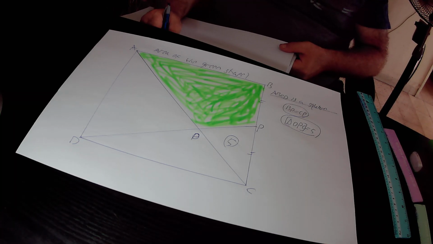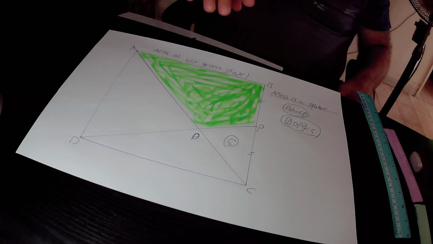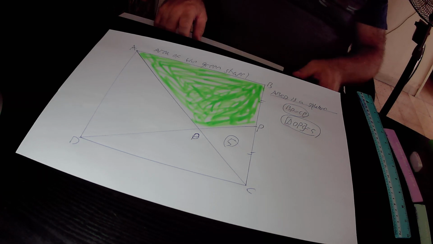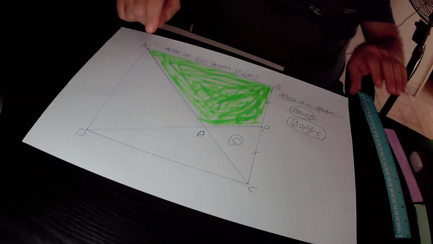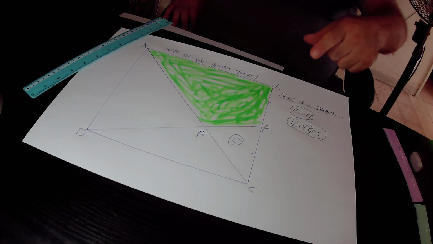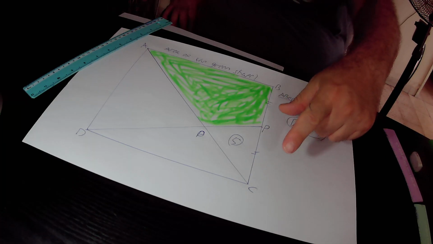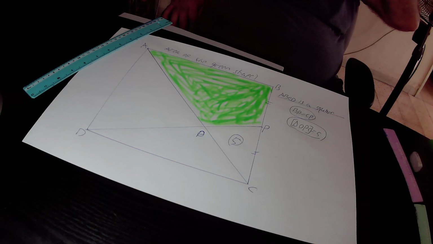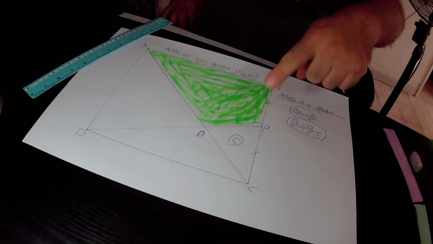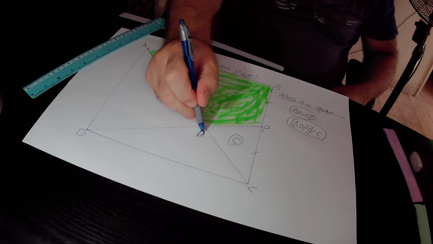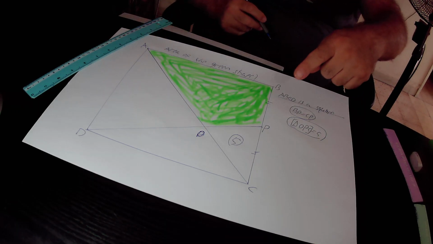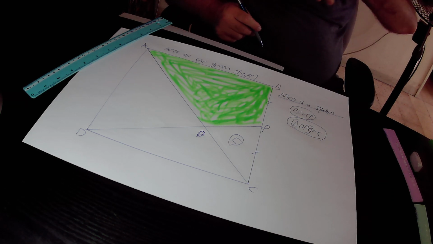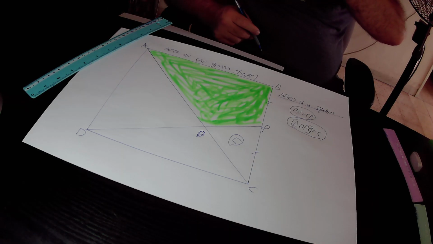In this second question, our mission is to find the area of this green shape. So, in the drawing, we have square ABCD. ABCD is a square. In addition, we know that line segment BP equals line segment PC. And finally, this is a triangle POC, and the size of this triangle POC is equal to 5 square meters. Again, our mission is to find the area of this green shape.